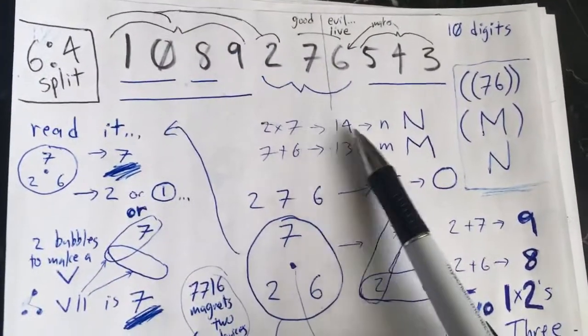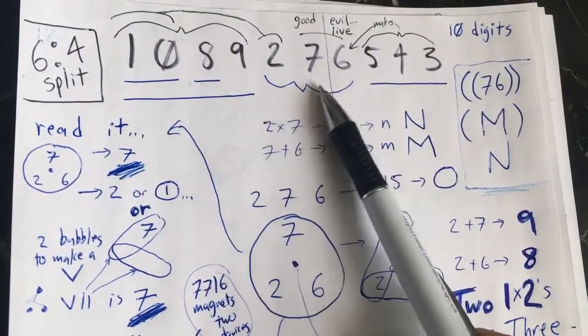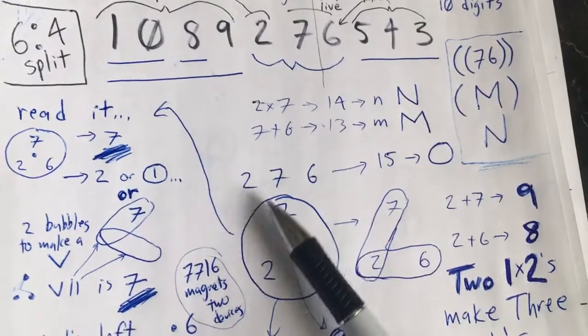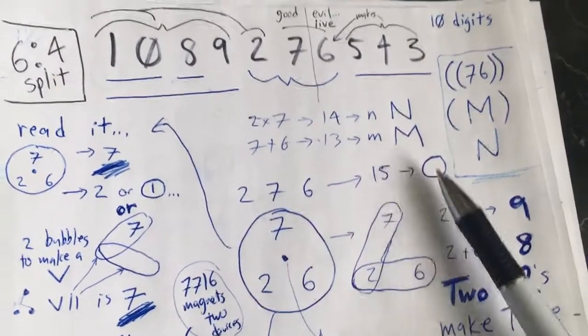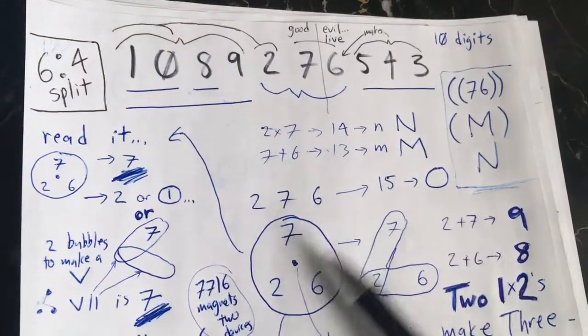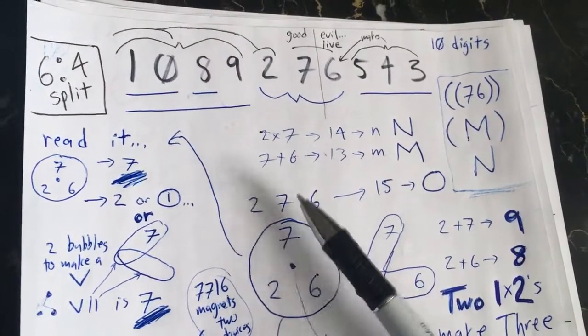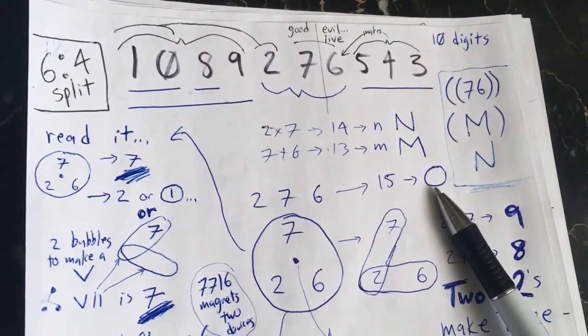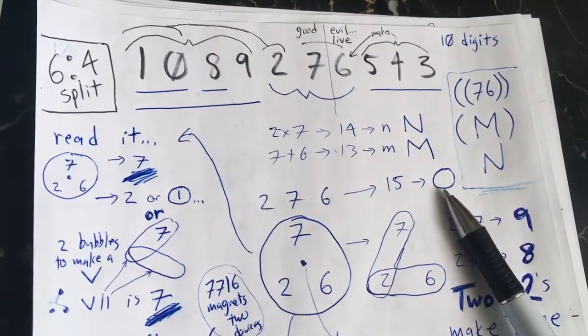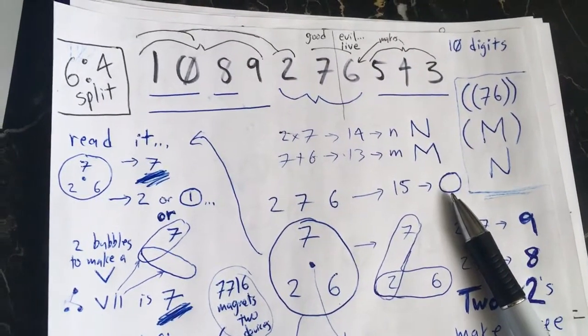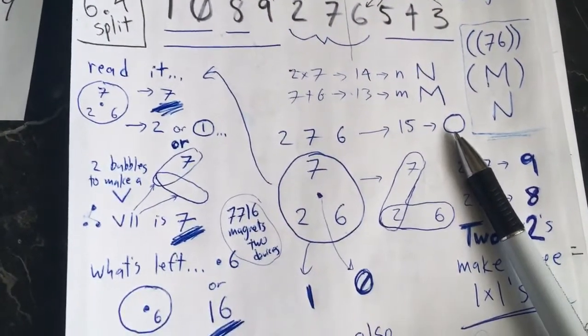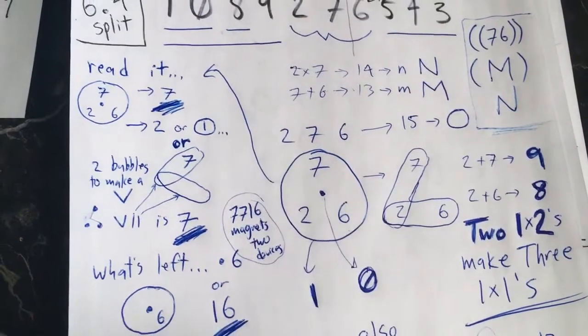So your 2 times 7 is your 14 is your N. Your 7 plus 6 is your 13 is your M. Your 2 plus 7 plus 6 is your 15, which is your O, which is the circle. 2, 7, 6 is 15. Didn't think of that one. 4, 5, 6, 9, 2, 4. But anyway, oh, it's all over the place.